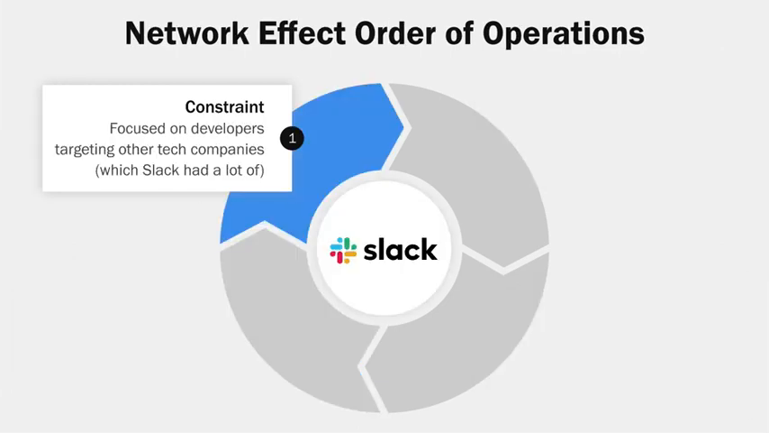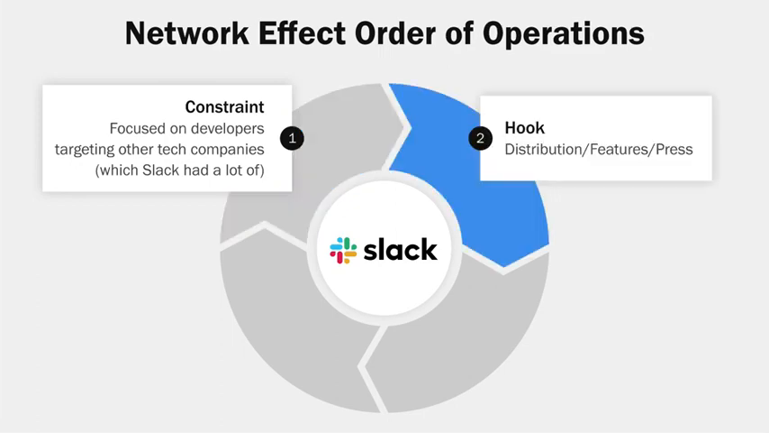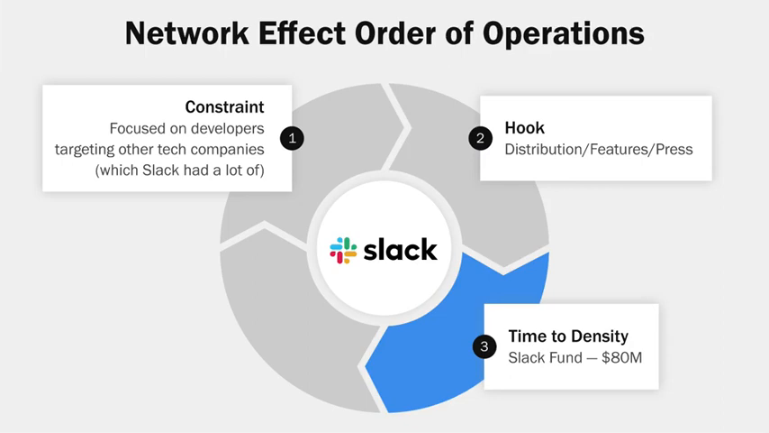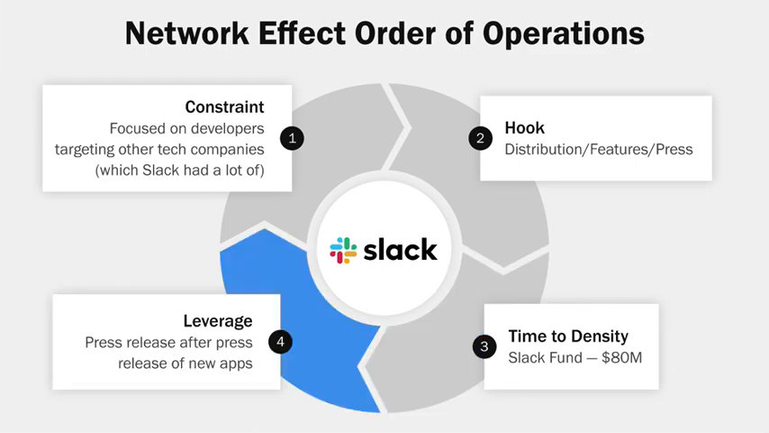You could see this at play in Slack, where their initial constraint was that they focused on developers targeting other tech companies, because that's where Slack had the biggest audience. Their hook was that they offered distribution to their user base, featured placements, as well as including them in press announcements. The time to density was that they accelerated that by creating a Slack fund, where it invested in companies that integrated with the platform.